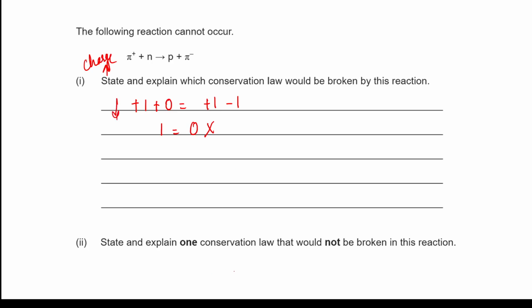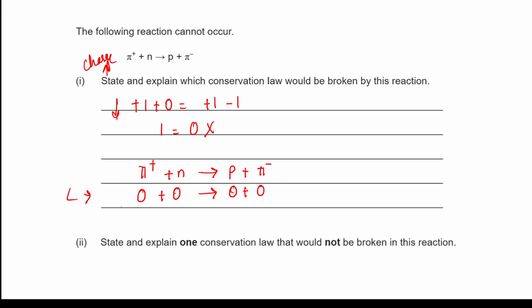One conservation law that would not be broken in this equation. Okay, fine. Let's try with the lepton number first. I'm writing this equation here. Plus n gives p plus pion. So pion, obviously, because they are mesons, the lepton number is 0. Neutron, again, a hadron, which is a baryon, so lepton number is 0, 0, and 0. So lepton number is conserved.